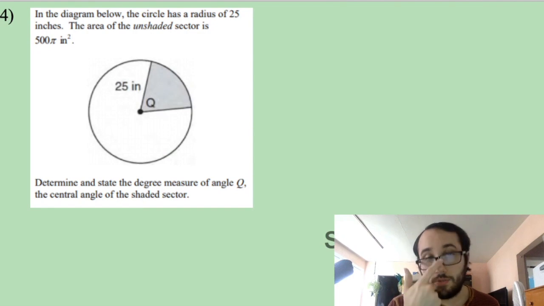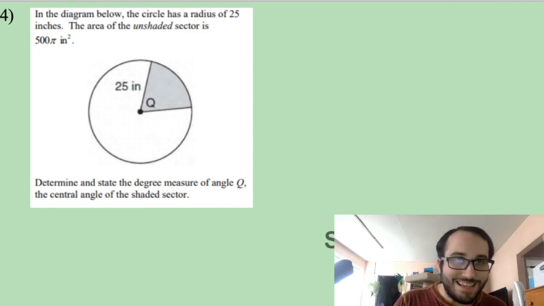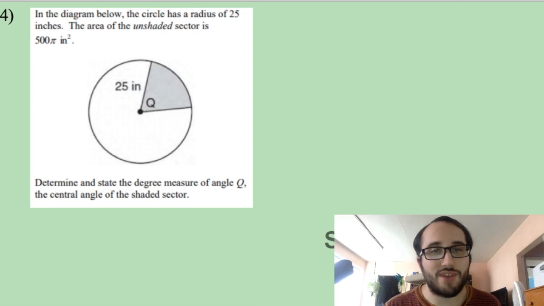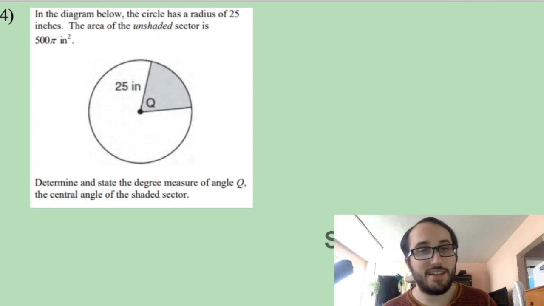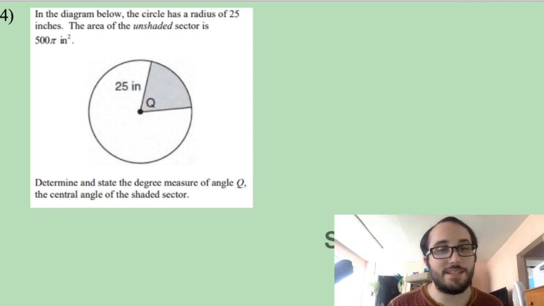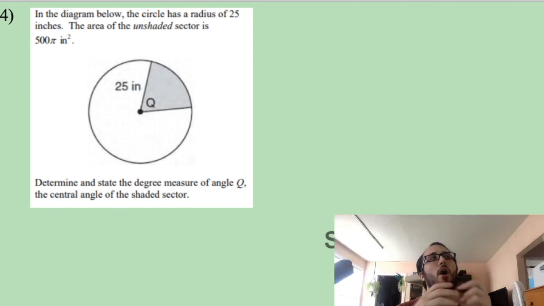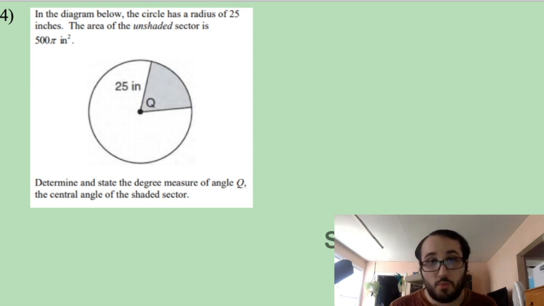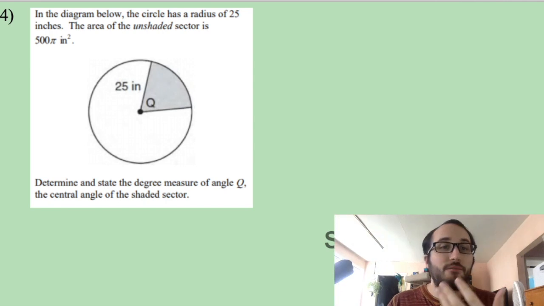All right, let's do this question. In the diagram below, the circle has a radius of 25 inches. The area of the unshaded sector is 500 pi inches squared. Determine and state the degree measure of angle Q. So, this is a way that they can ask this problem in reverse. It sounds a little bit confusing, but why don't we just go off of what we know already? Let's take a step back.